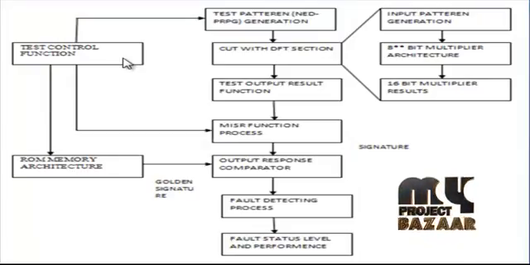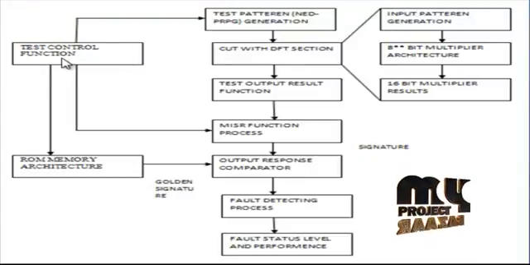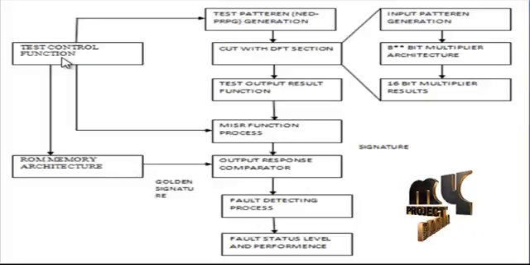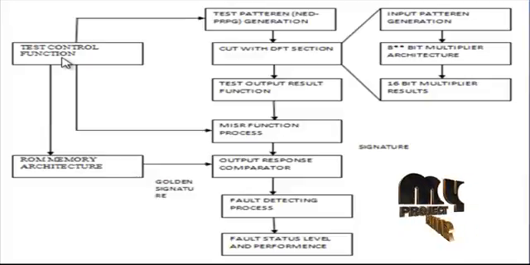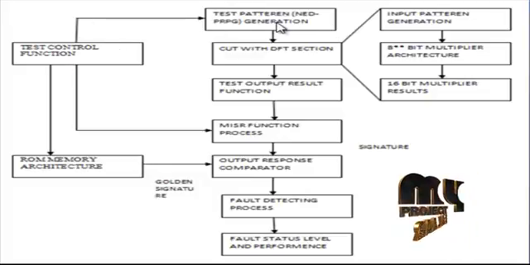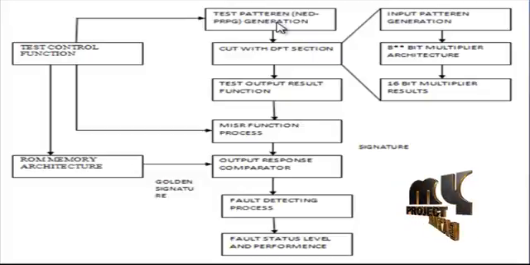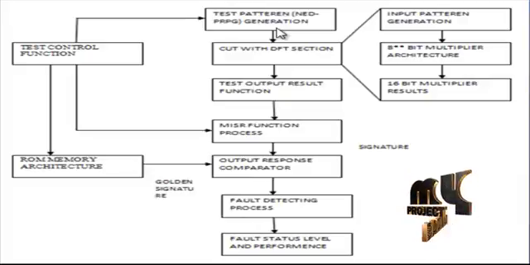Next we see the flow diagram for the product. First, the test control function creates two sets of controlling functions. One is reset and another one is the clock function. The clock function activates the overall process and reset resets all values in our architecture. Then go to the test pattern generation. This is mainly based on a pseudo random pattern generating architecture. This architecture creates the test patterns for the overall architecture process.